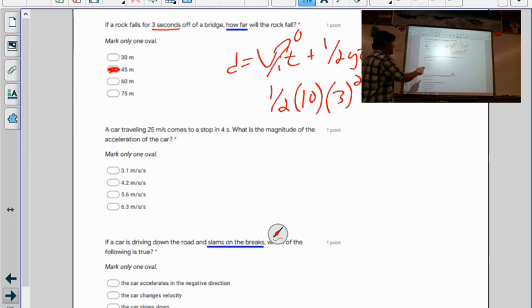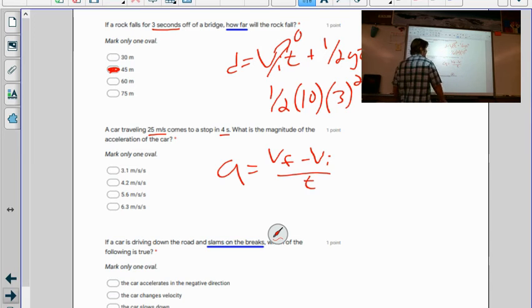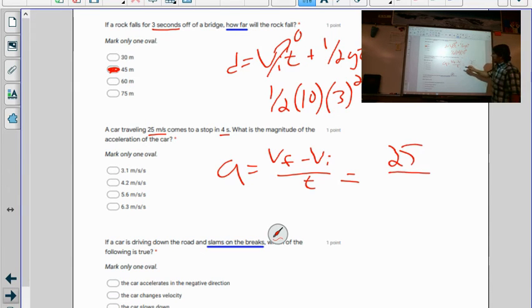A car traveling at 25 meters per second comes to a stop in 4 seconds. What is the magnitude of the acceleration? Your acceleration is equal to your final velocity minus your initial velocity, divided by time. It's only asking for the magnitude, so I don't care about the direction, but it would be 0 minus 25 divided by 4, and if you do that out, you get 6.25, so it rounds off to 6.3 meters per second squared.